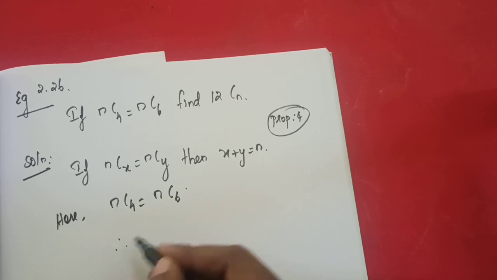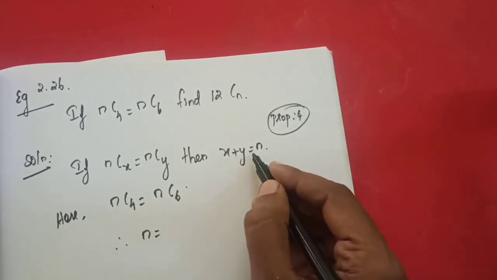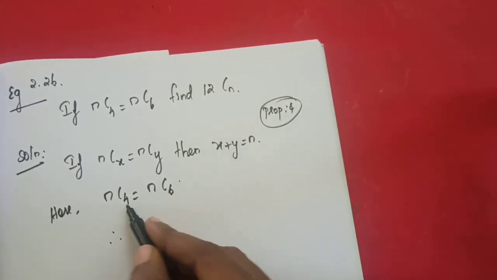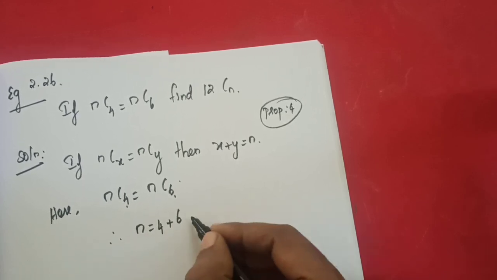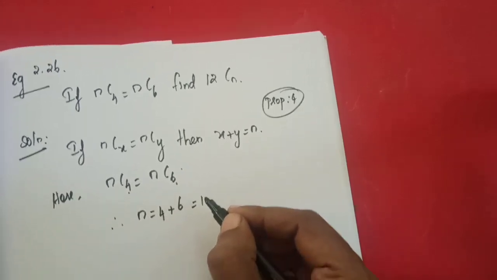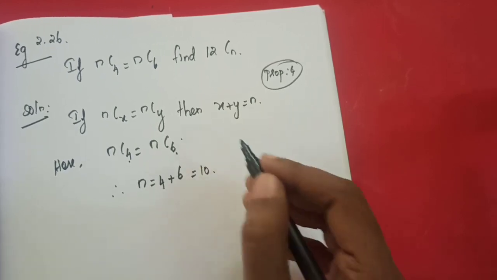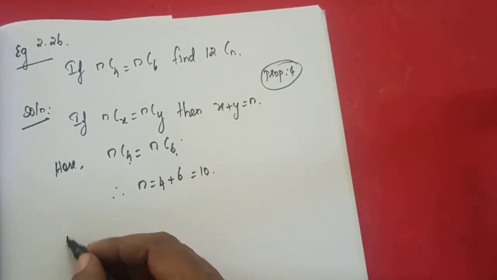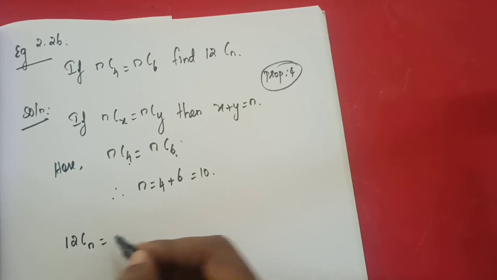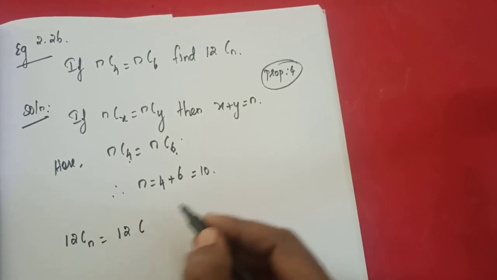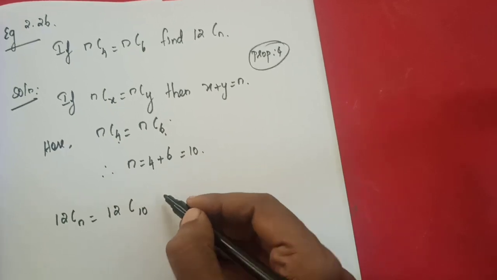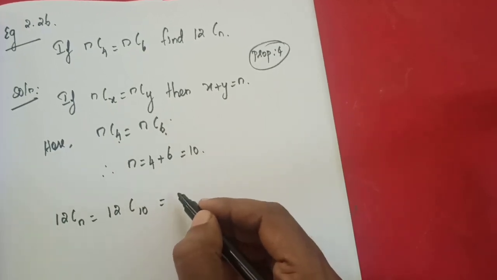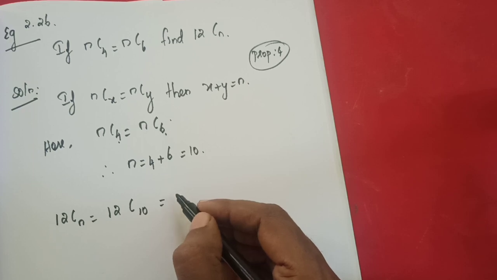Is it right? Therefore, n is equal to x plus y. What is the x value here? 4. What's the y value here? 6. So 4 plus 6. So n is equal to 4 plus 6, which means n equals 10. Correct? Okay. Now substitute there. What's the value we need to find? 12CN. So in the place of n, how much do you need to substitute? 10. How will you write this? 12C10. Is it right?